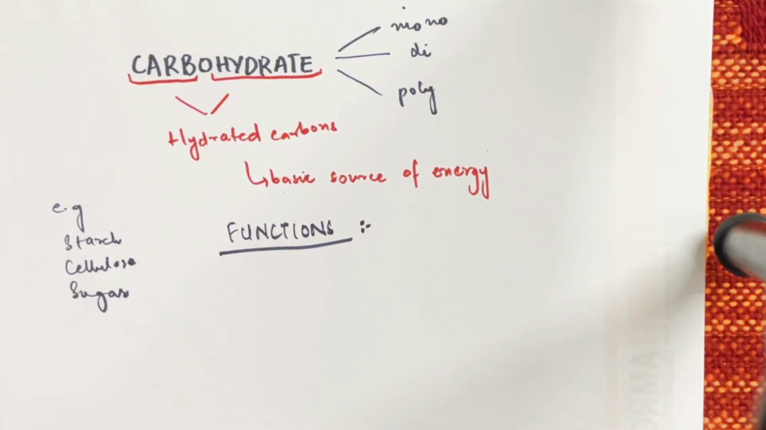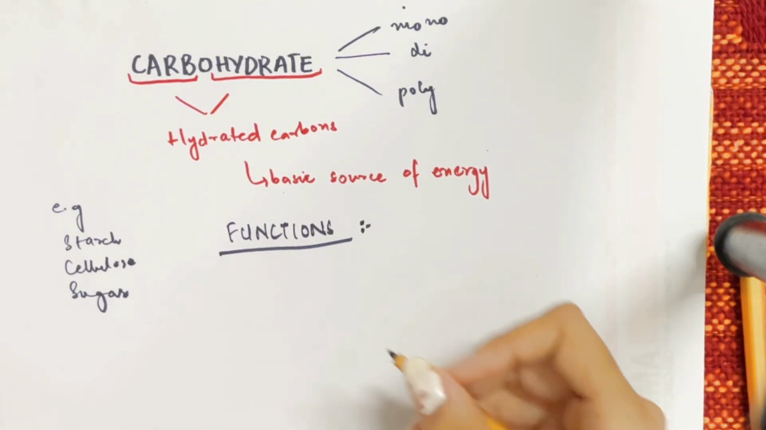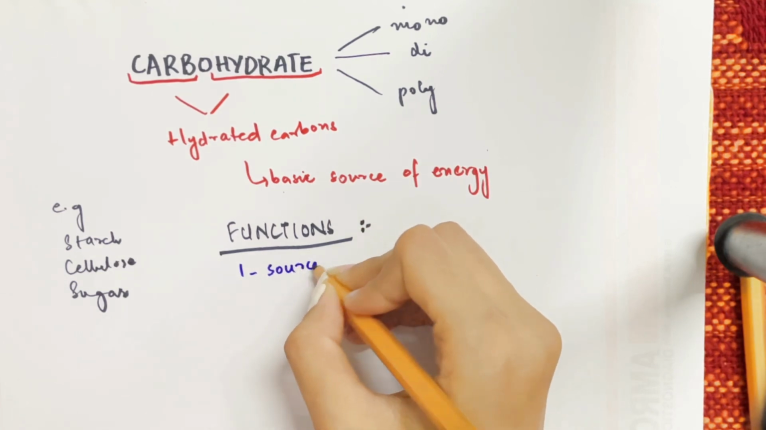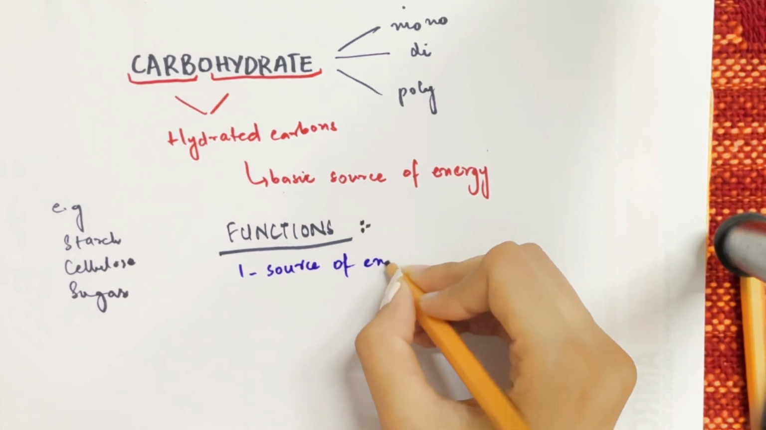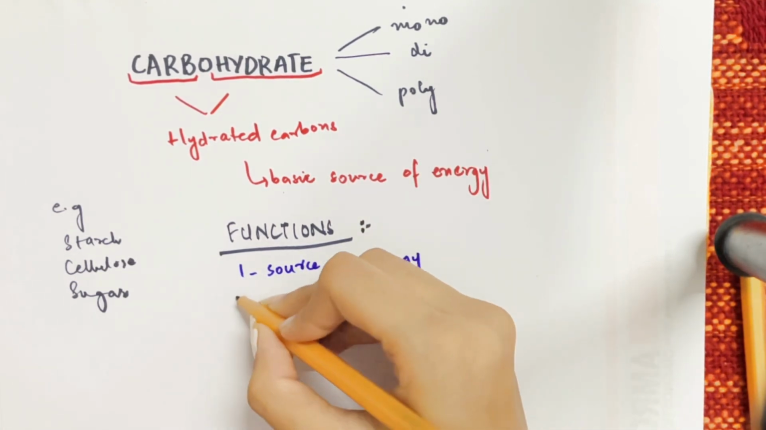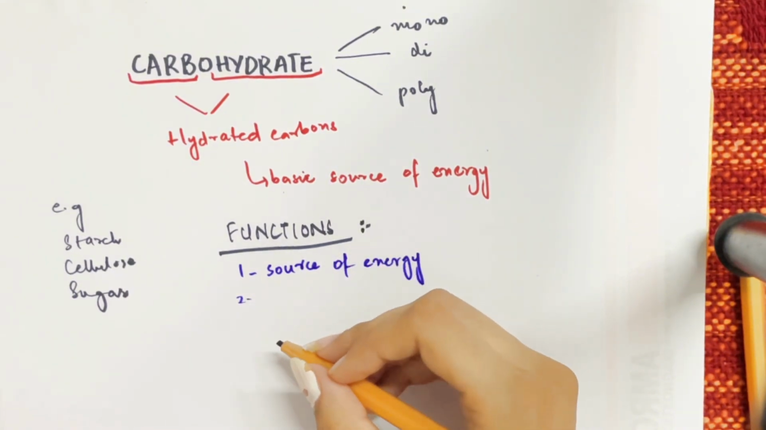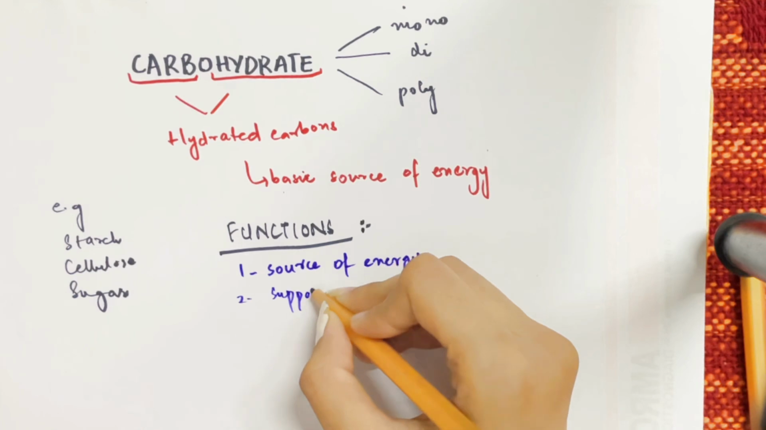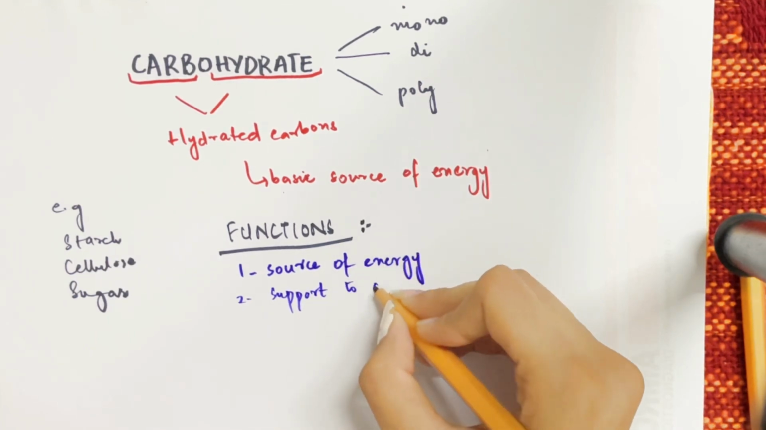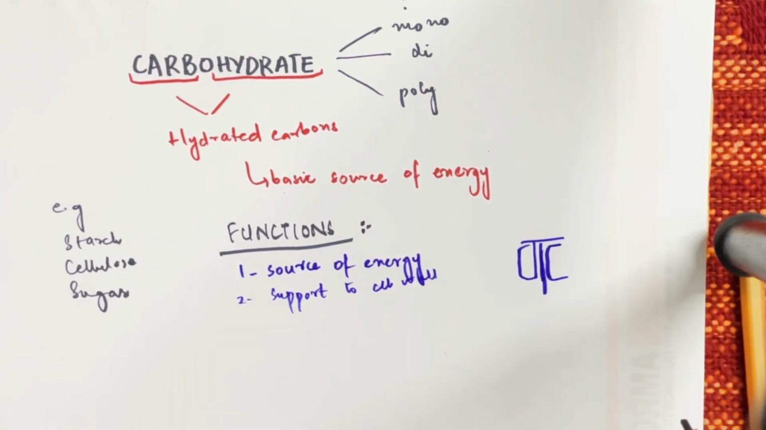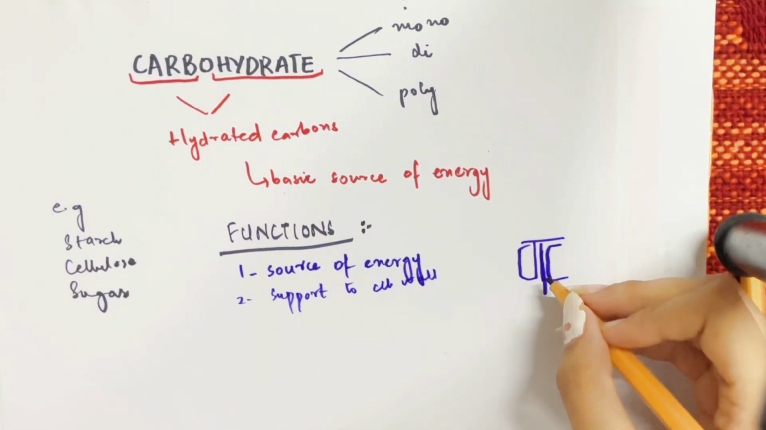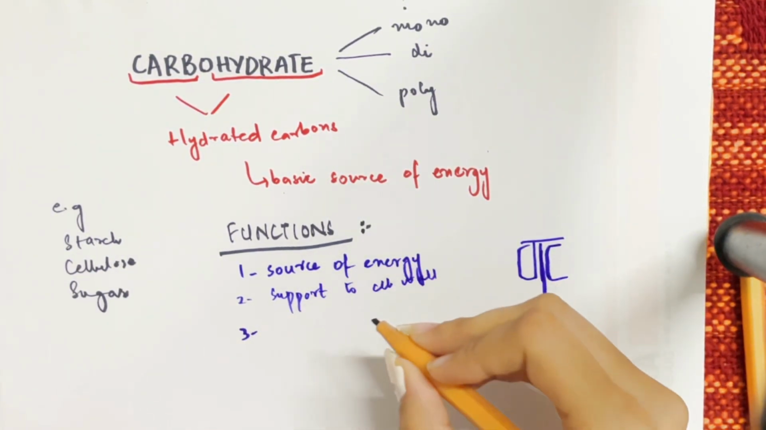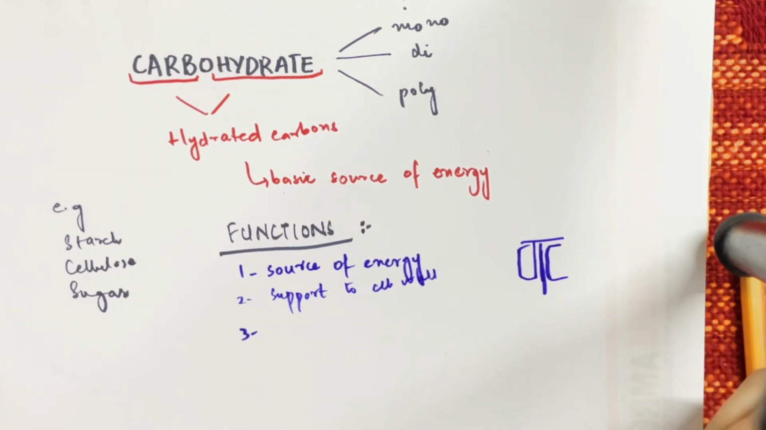When you talk about the functions of carbohydrate, at the first level, they are the source of energy. They provide a lot of energy as per the nutrient requirement of the body. Then they provide support to the cell wall. Along with providing the support, they form the junctions between two cells as a part of the cell membrane. They form the junction and support the cell wall, and also they support the cell itself.